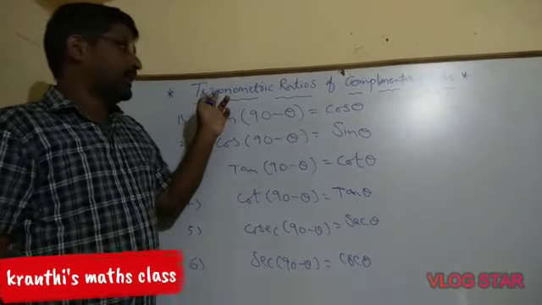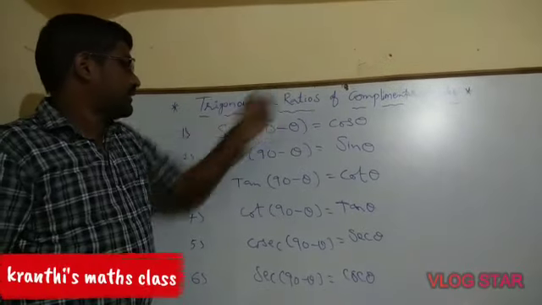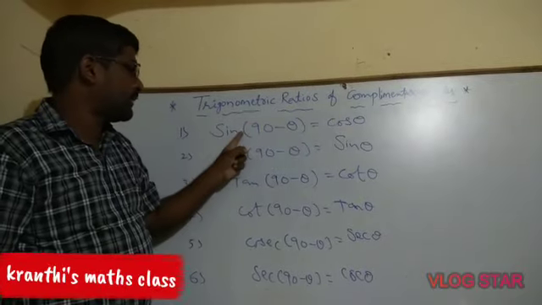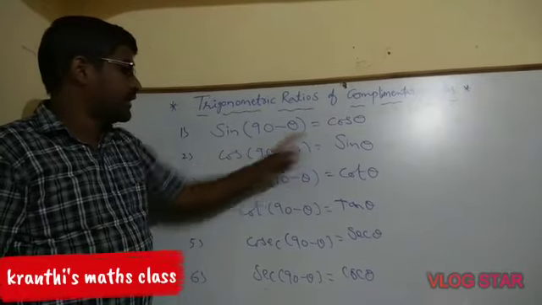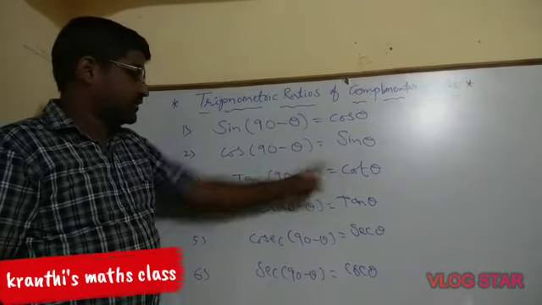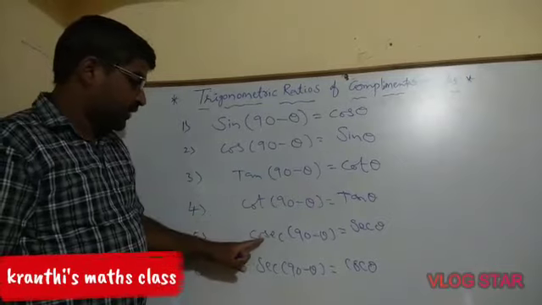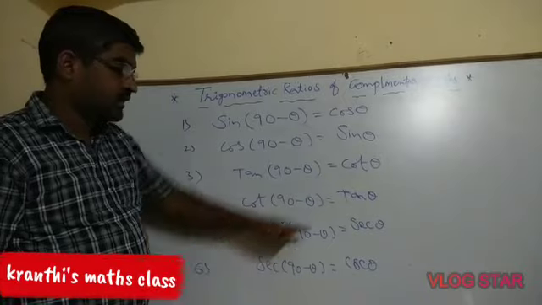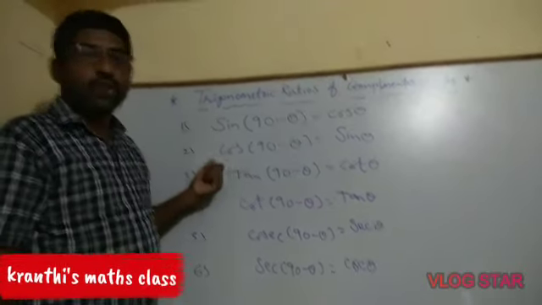Once again, these are the trigonometric ratios of complementary angles. There are 6 ratios in total. Sin of 90 minus theta is cos theta: sin becomes cos. In the same way, cos of 90 minus theta is sin theta, so cos becomes sin. Tan of 90 minus theta is cot theta, so tan becomes cot. The same way, cot becomes tan. Next, cosec of 90 minus theta is sec theta, and in the same way, sec of 90 minus theta is cosec theta. So these are the 6 trigonometric ratios of complementary angles.